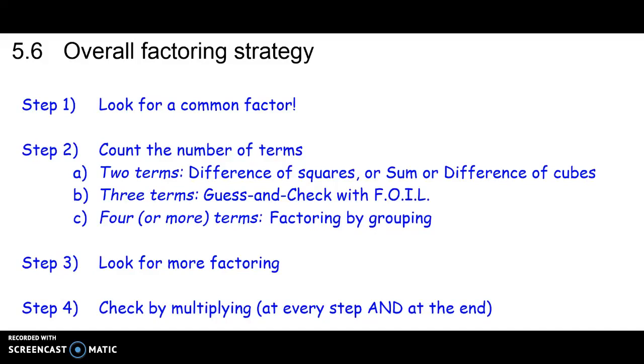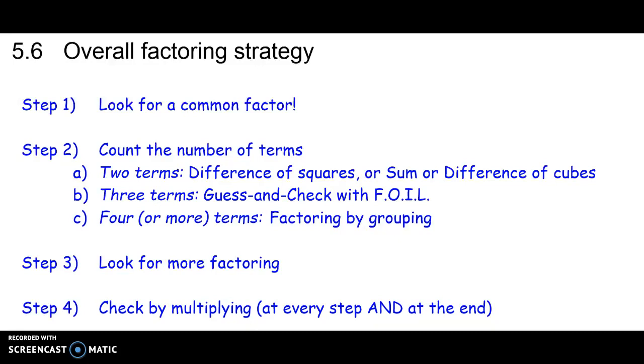Alright, this will be a fairly quick section to lecture on, but when you sit down to do the homework, it'll probably take you just as much time as the earlier sections of Chapter 5. This is where we bring together 5.1, 5.2, 5.3, 5.4, and 5.5, and we talk about an overall factoring strategy from all those different sections of techniques that you've learned.